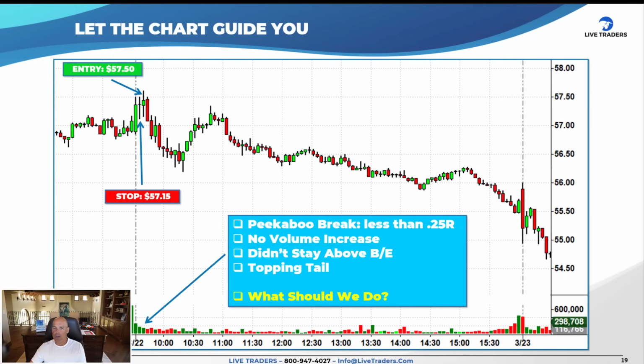Okay, let the chart guide you guys. Wide range green bar, narrow range green bar with a bottoming tail. Looks good, 57.50 by 57.15, okay? But what do we get? Peekaboo break, less than 1/4 of an R over 57.50. No volume increase. Didn't stay above break even, topping tail.